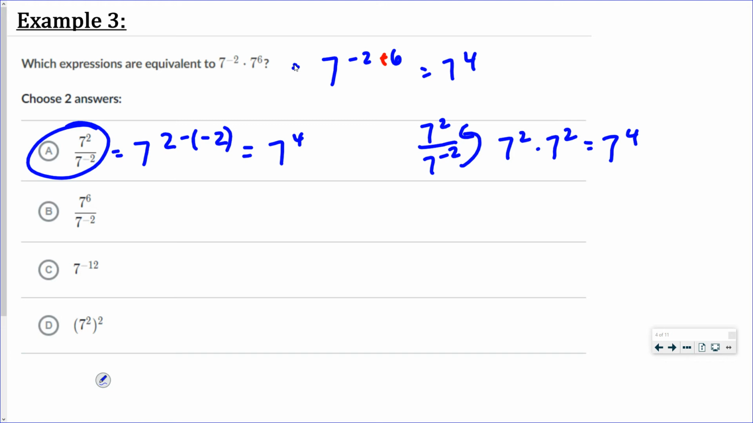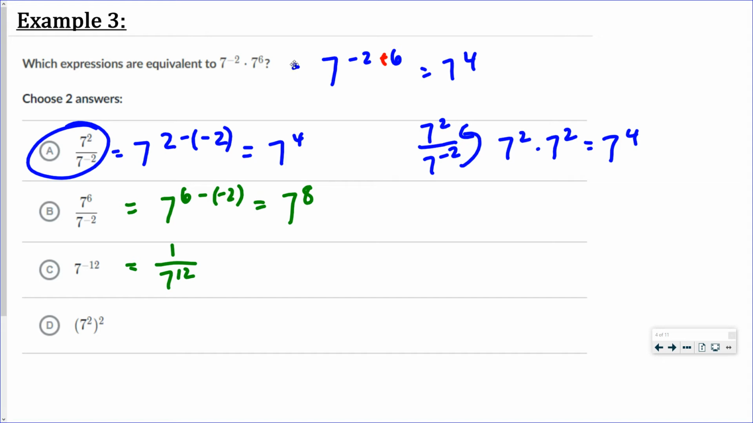Let's try B. Subtract the powers. So 6 minus negative 2 is 8. And that one's not the same. 7 to the negative 12 is 1 over 7 to the positive 12. That's not the same. 7 squared squared, power to a power. What operation do I do with the powers? Multiply. Hey, that's the same as 7 to the 4th.